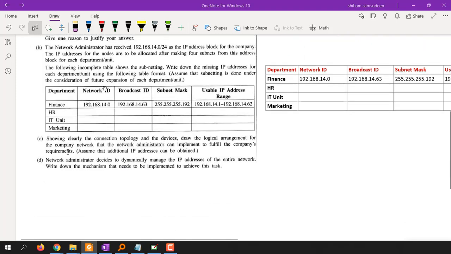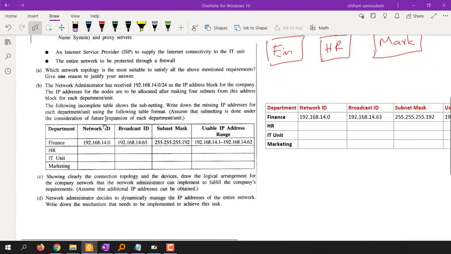All right, so here we can see the list of departments. For the finance, they have given the values already. So here is the network ID, and here's the broadcast ID, subnet mask and the usable IP address range. So what we need to find out is the rest of the entries here. So how we would go about that is, let's see.